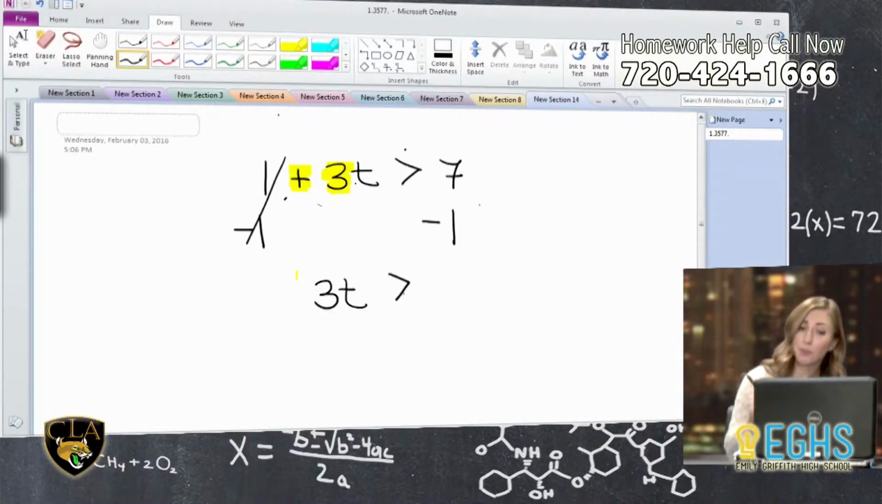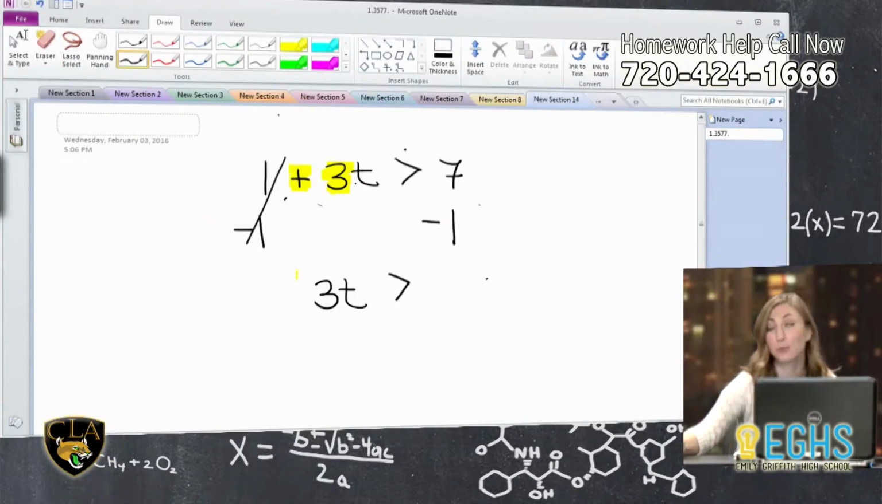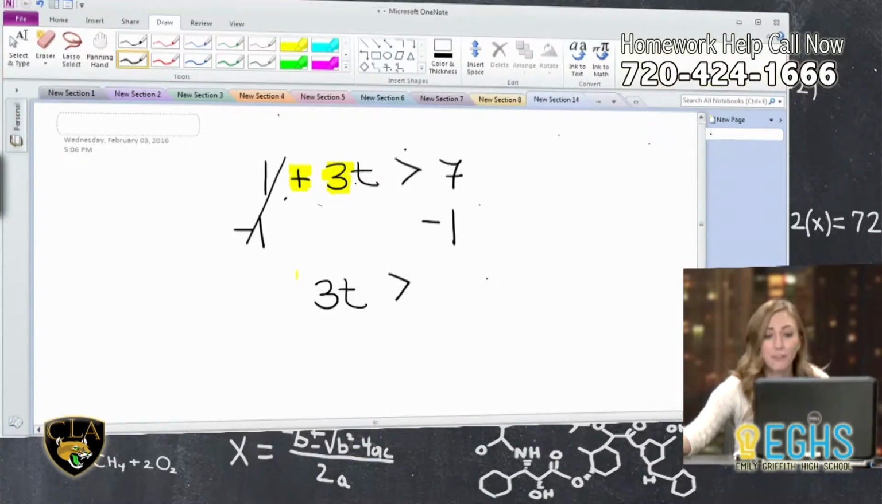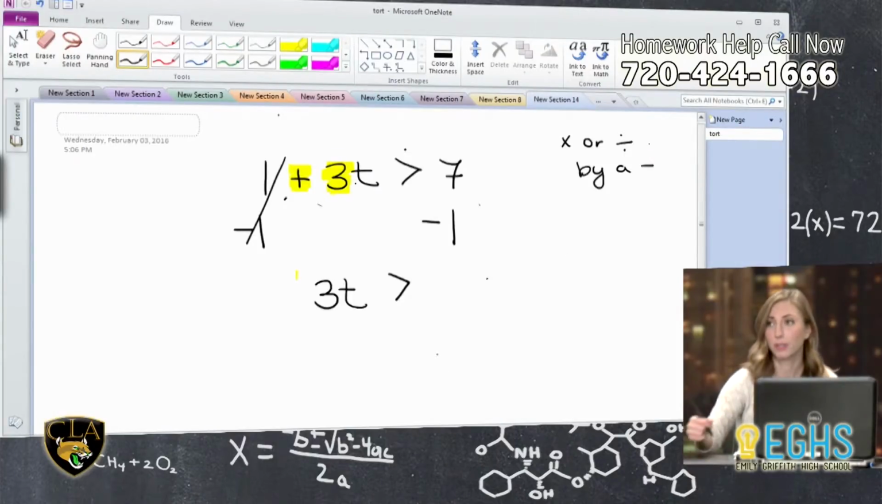The only exception to this rule, and I hated this exception in school because it always made me miss points on my tests because I'd always forget because it was such a little thing. But if you multiply or divide by a negative number, then we have to switch the direction of our sign. So if it says greater than, we're going to change it to less than. If it says less than, we'll change it to greater than. And that's only if we're multiplying or dividing both sides by a negative number. That won't come into play this time, so we're all right. So we'll keep it facing the same way.